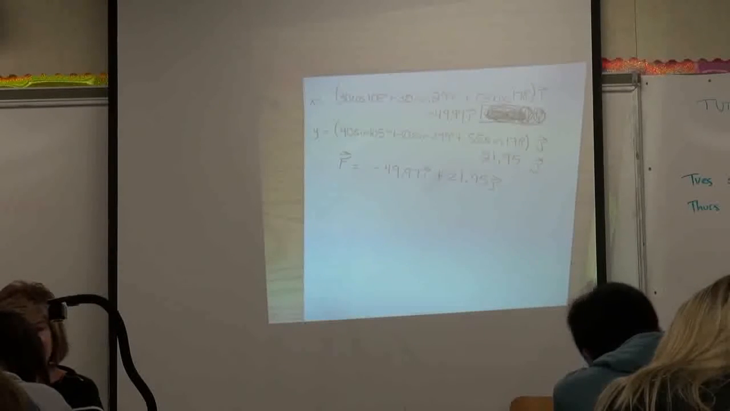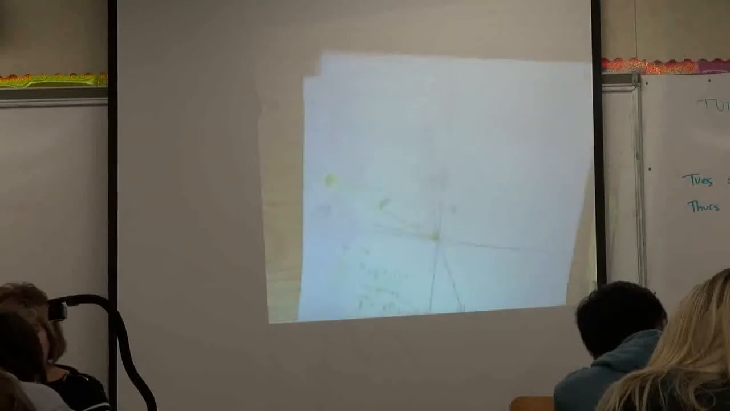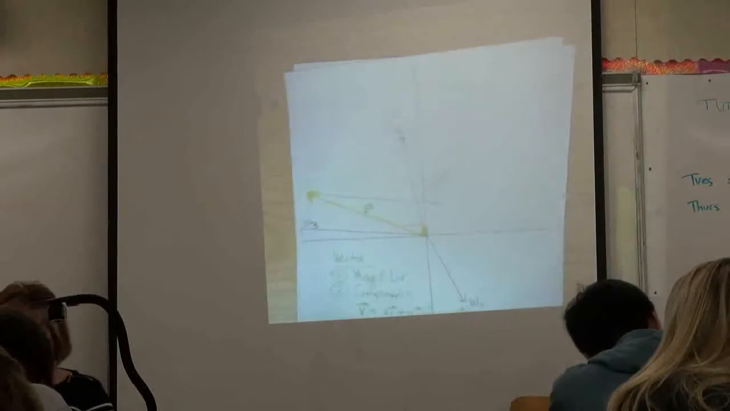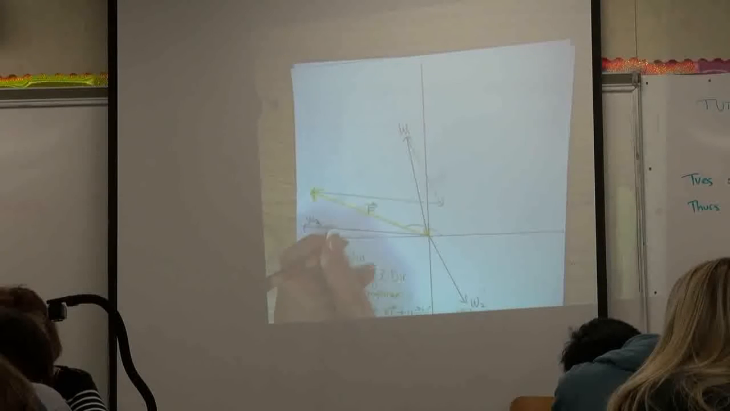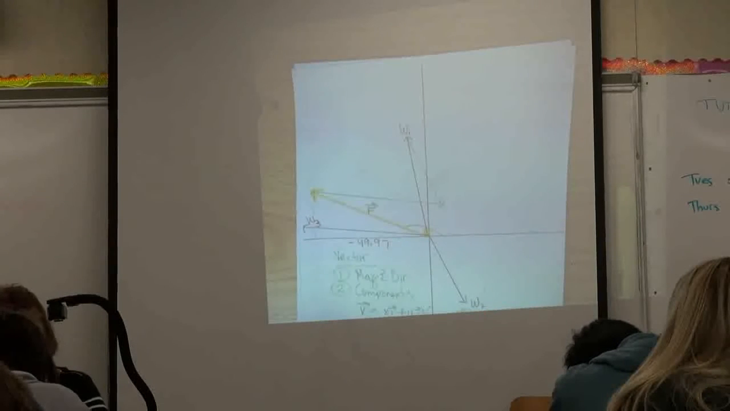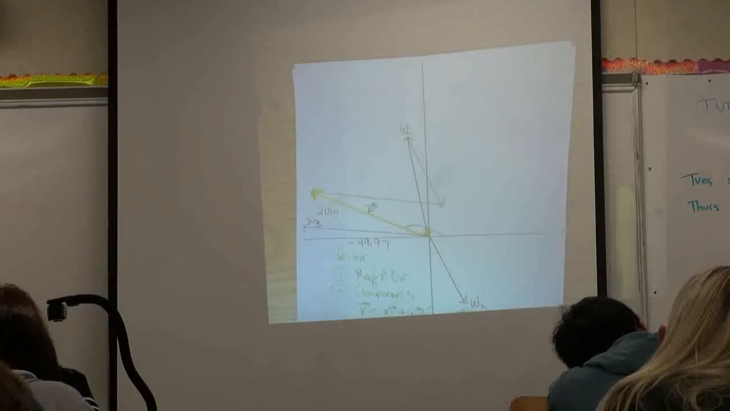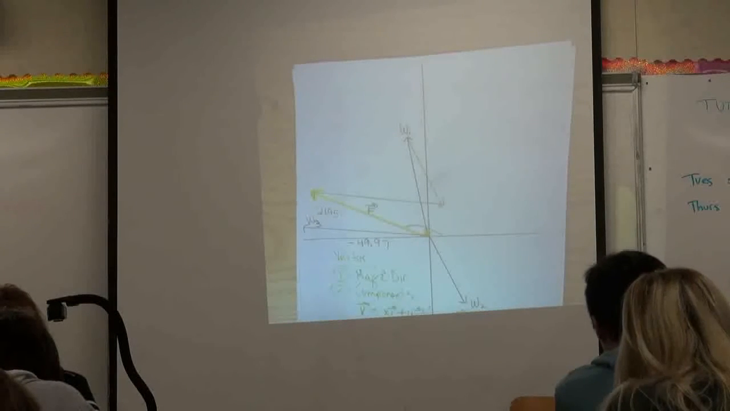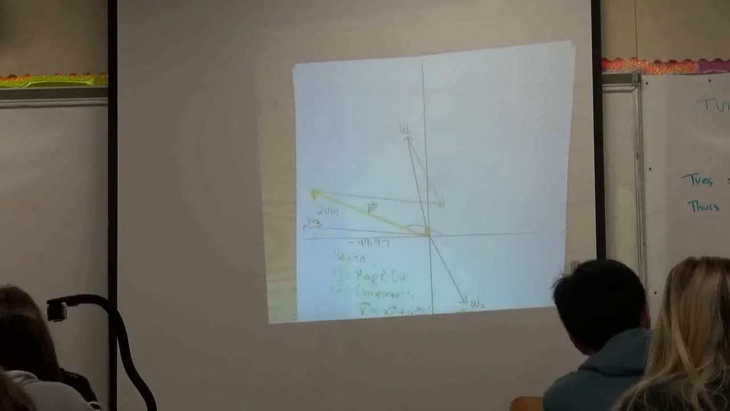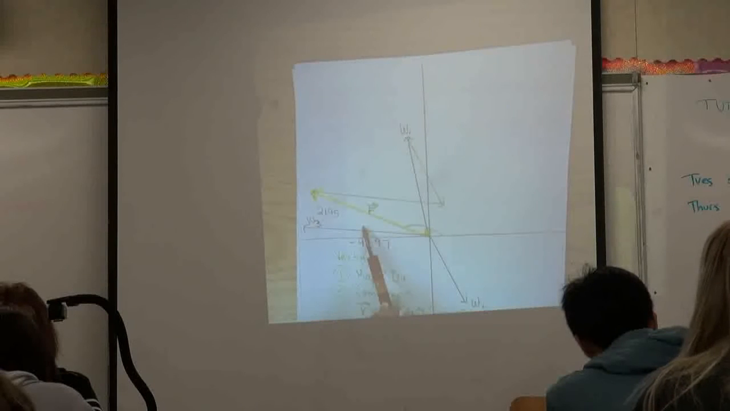To find its magnitude and direction, you can look at this picture again. You're finding the hypotenuse of a right triangle whose horizontal side is negative 49.97 and whose vertical side is 21.95. And then to find the direction, you use which trig function? Tangent. And you make sure when you get your answer that you end up in the right quadrant.